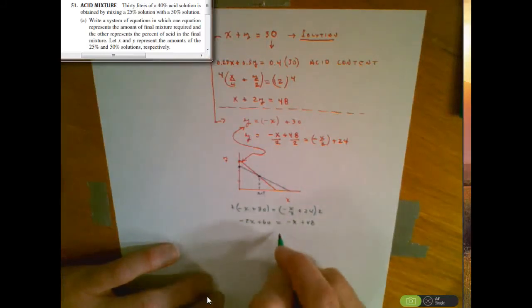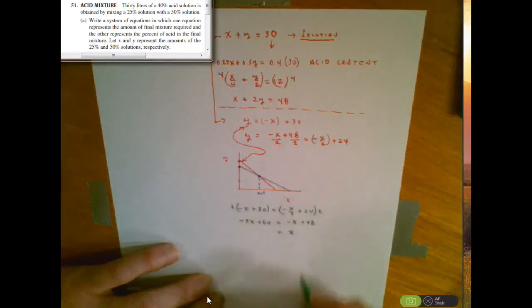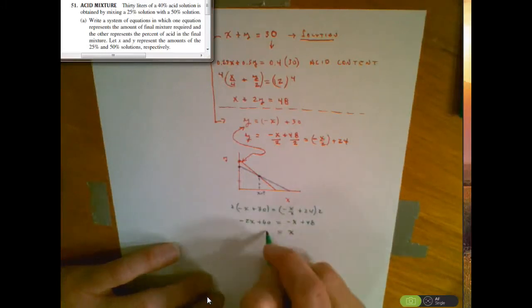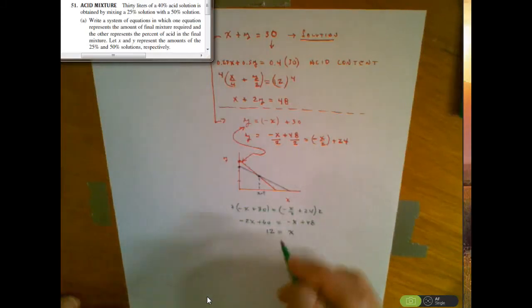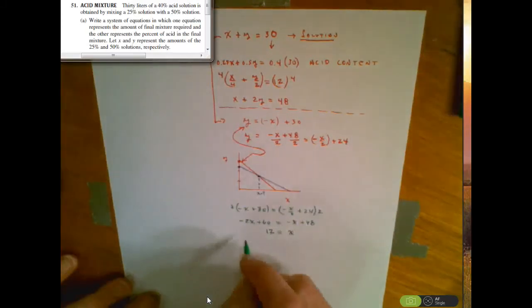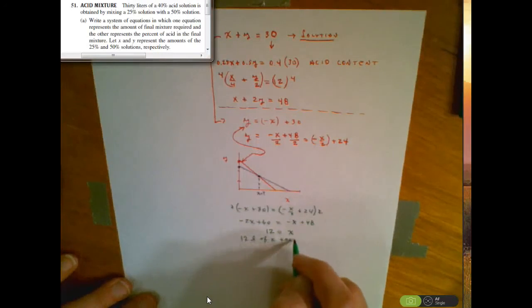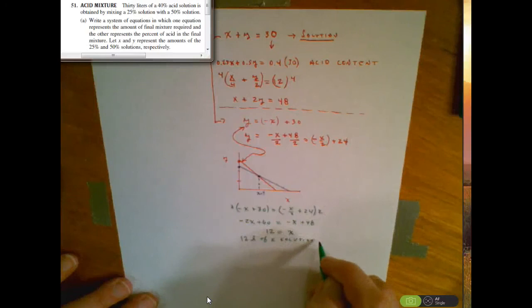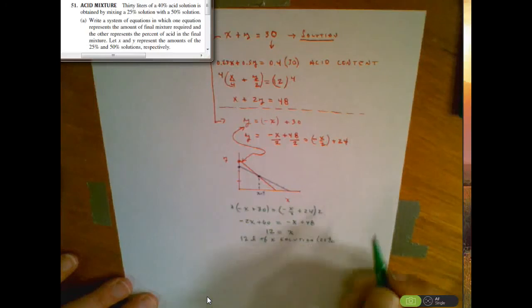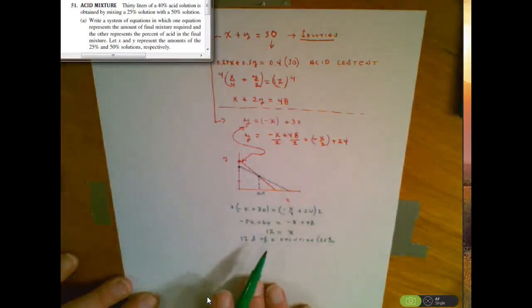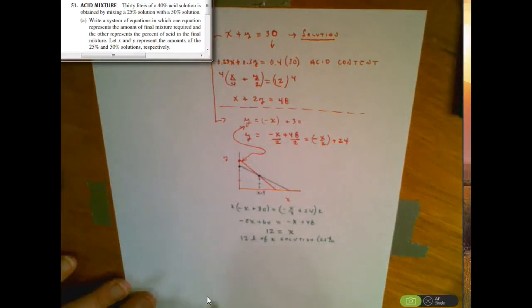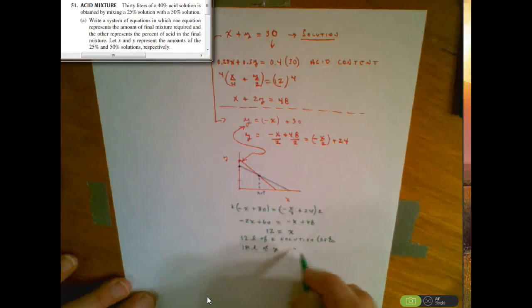I notice if I bring my x's to the right, I will have 1x here, which makes that convenient. And if I bring the 48 to this side, I have 12. What this is saying is that I need 12 liters of my x solution, which is the 25% solution. And then since I know that x plus y is equal to 30, I need 18 liters of y solution, which is the 50% solution. Okay, so that takes care of that.